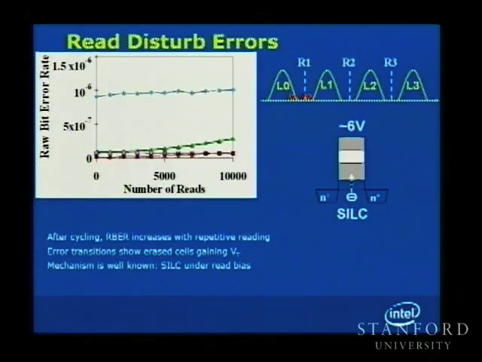There are also read effects. To read the device, you have to put a voltage on the top gate, which is going to change the built-in field in the device and change the error conditions.